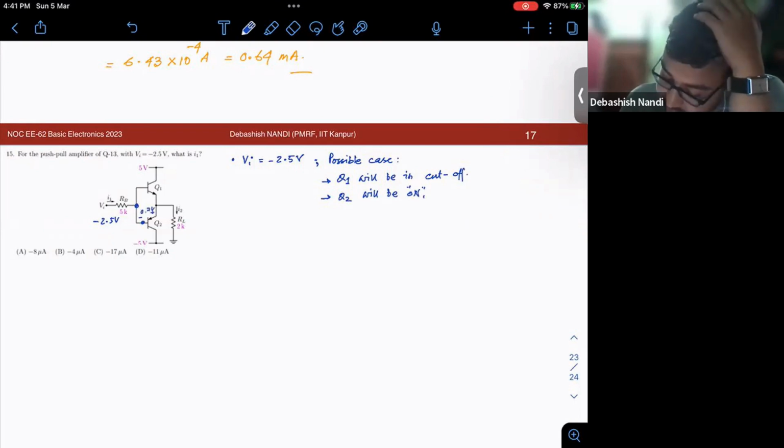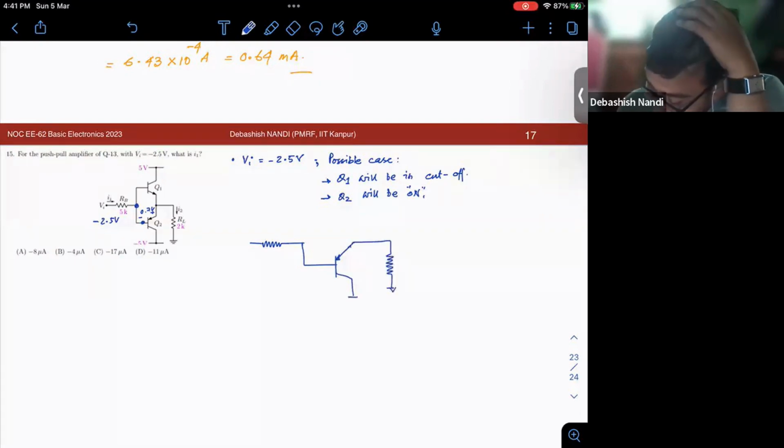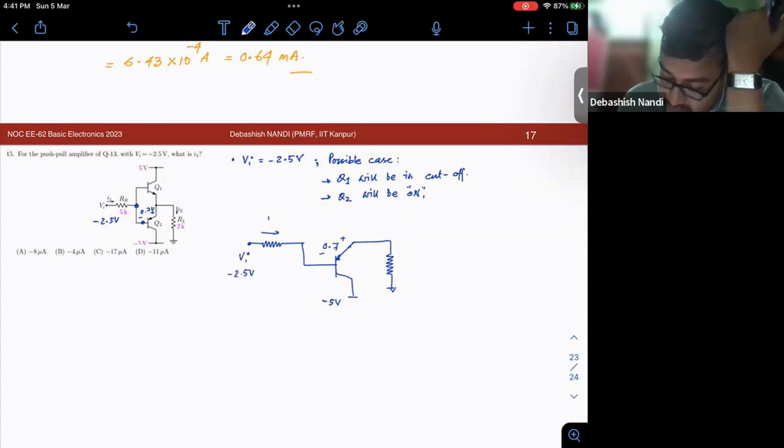Then how does my circuit look like? My circuit will look simply like this. This is minus 5 volt. This is 0.7. This is VI, minus 2.5 volt. This is my I1. This is 5K. This is 2K.